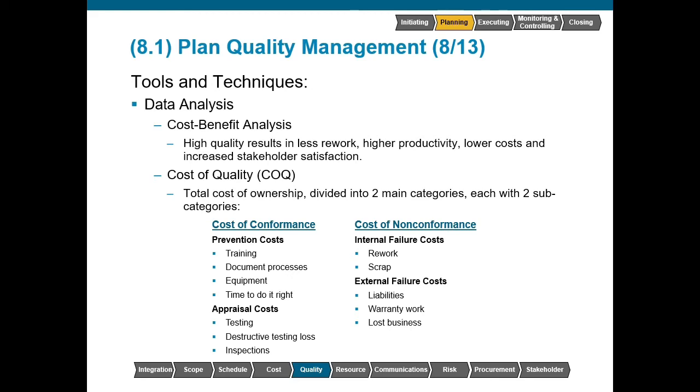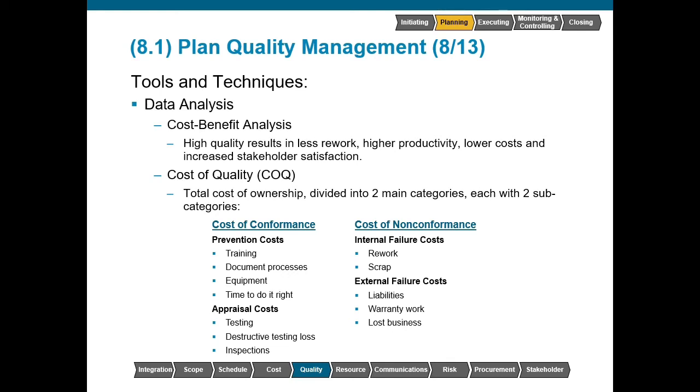A second subcategory is appraisal costs. This is where we'll be doing our testing and inspections of our deliverables, and also, in some cases, in some industries, destructive testing loss. This is very common, especially in the automotive industry, perhaps the most popular example. However, Underwriter Laboratories also does a number of destructive testing loss. So almost any time you have an electronic device, it's tested to ensure that it has certain criteria, that it's not going to catch fire by being plugged in, things along those lines.